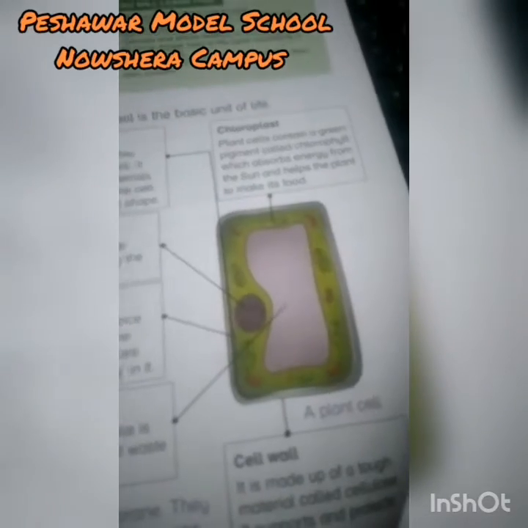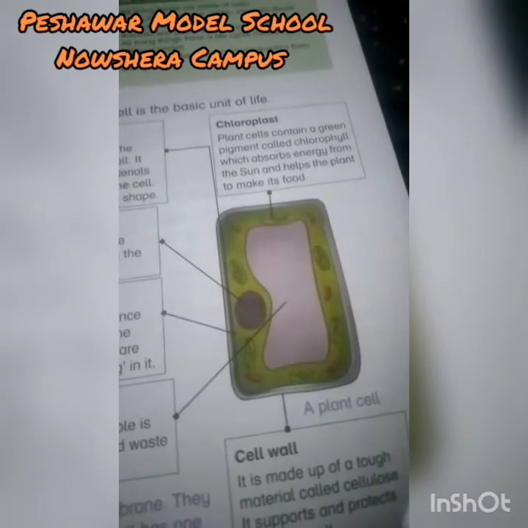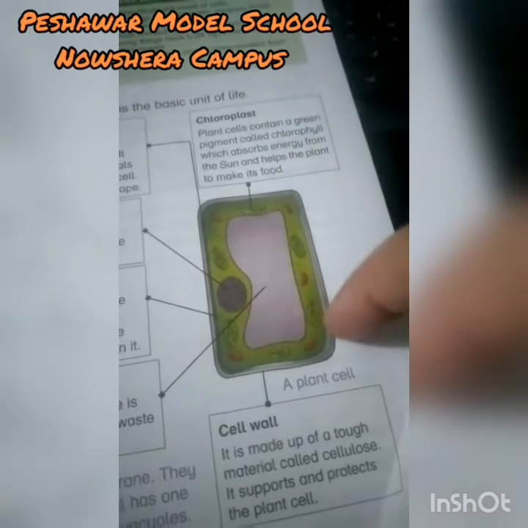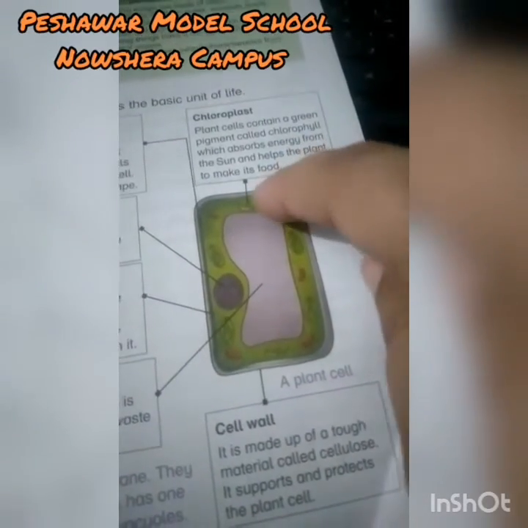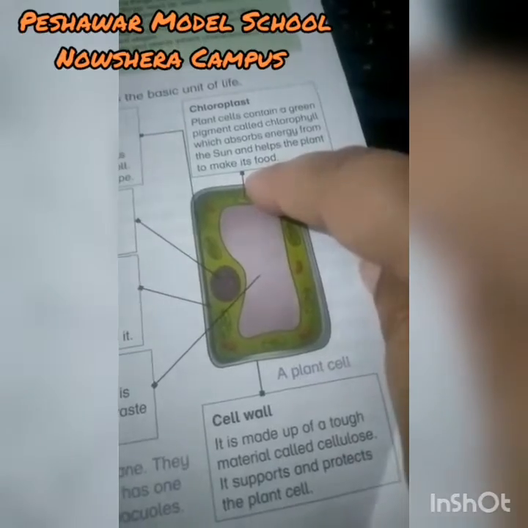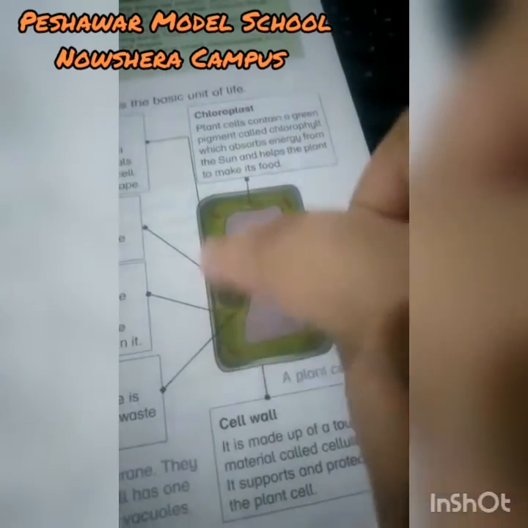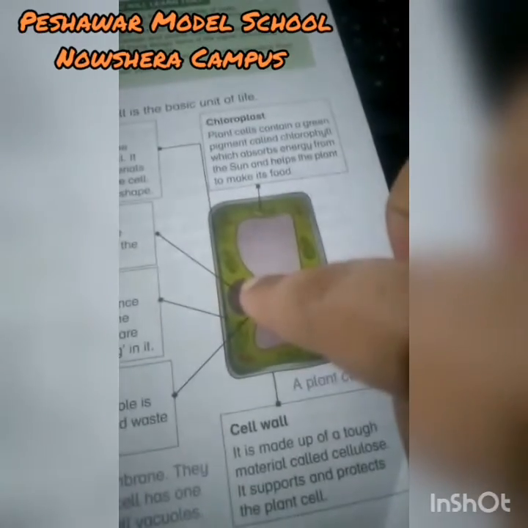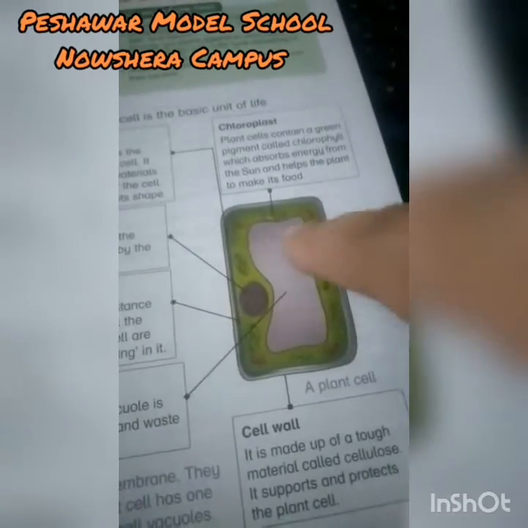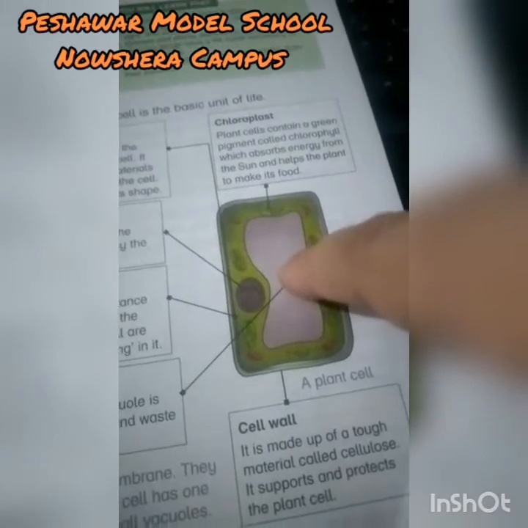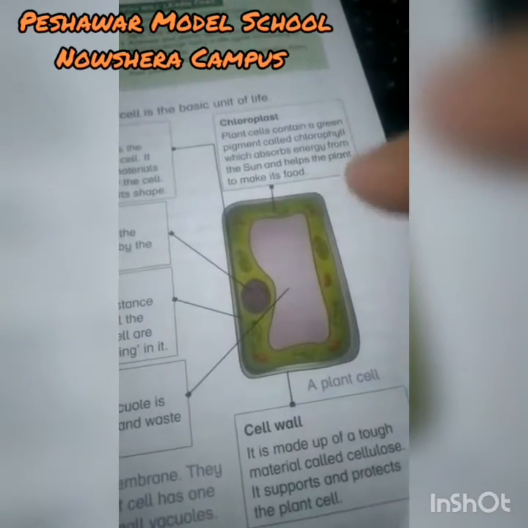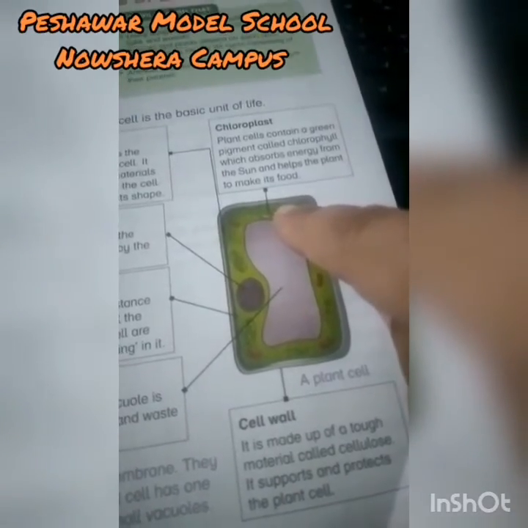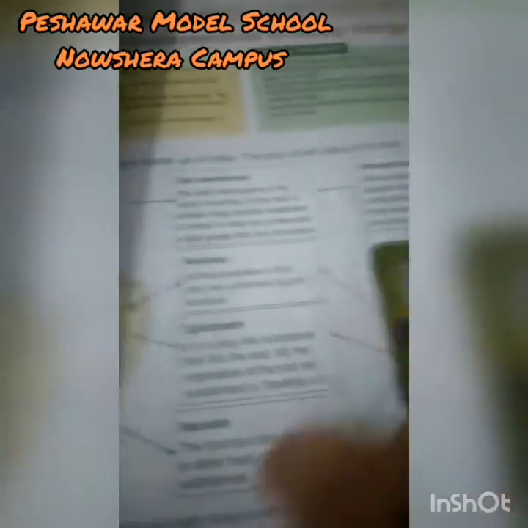This is a simple diagram of a plant cell. This outer layer is the cell wall. After the cell wall, the inner layer is the cell membrane. This green area is cytoplasm. This brown is the nucleus, and this area is called a vacuole. And the plant cell also has chloroplast, which helps it to make its own food. There is a difference in the animal cell.